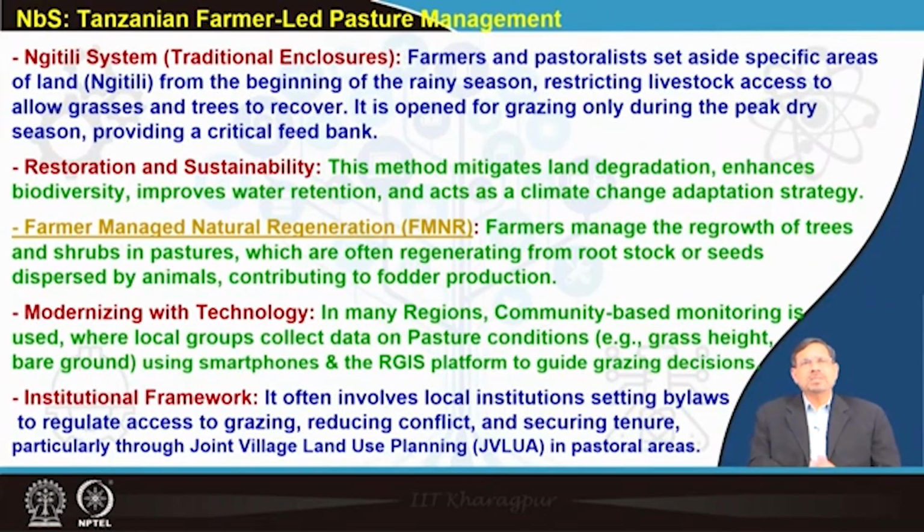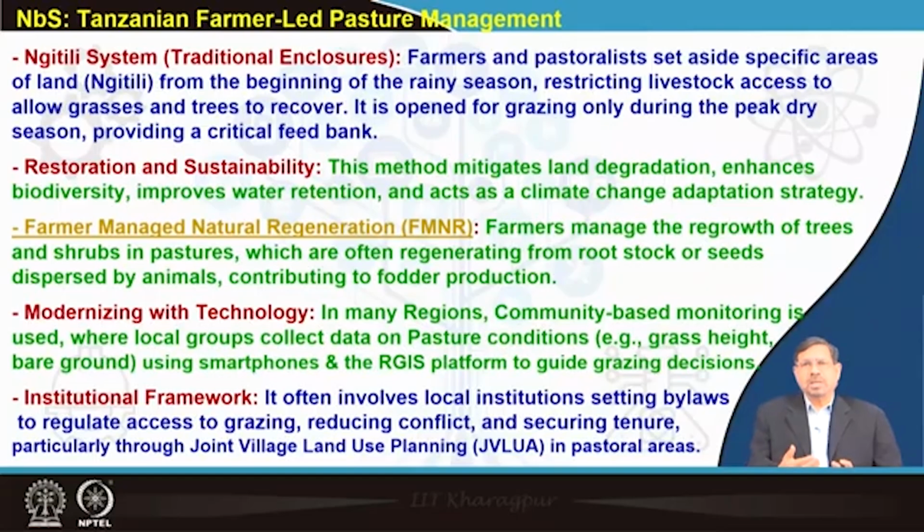So, this Nigitli system, what we say, the traditional enclosure. Farmers and the pastoralists set aside specific areas of land which are called the Nigitli. So, one part of the land they keep aside out of the cultivated area. Some part they keep reserved from the very beginning of the rainy season, and that part is restricted for the livestock to access for grazing purposes during the non dry season.